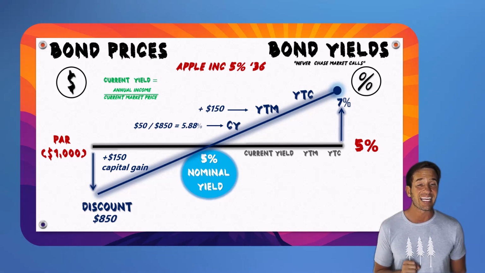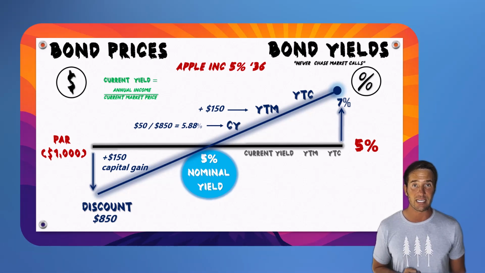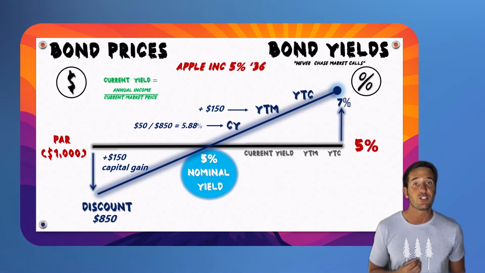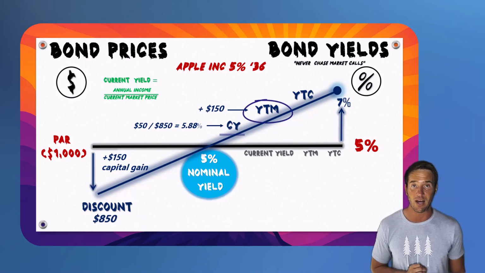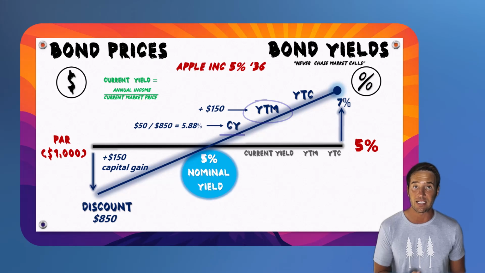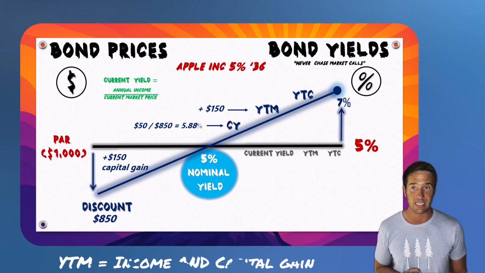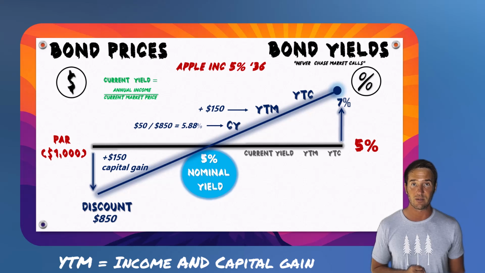Now, on the exam, they cannot actually make you calculate the YTM. You need a more complicated calculator than you are given. However, they will make you interpret it, so you need to be able to interpret that for a bond trading at a discount, that YTM is higher than the CY. And why? Because we're not only getting the income of 5.88, we're also getting that $150 capital gain, okay?